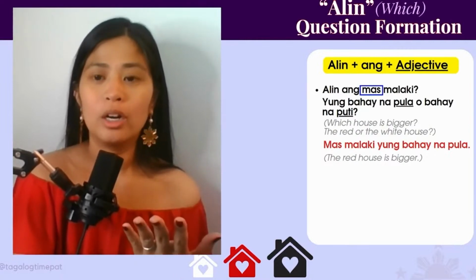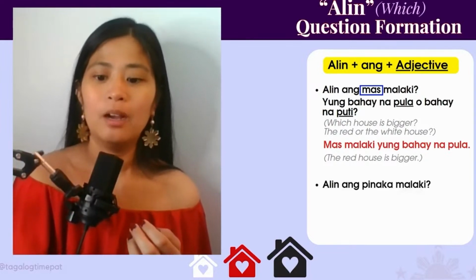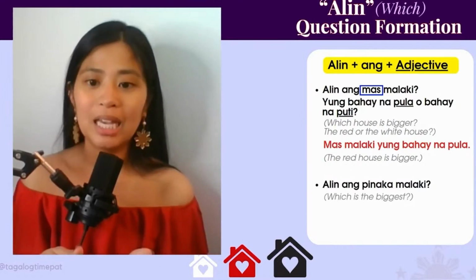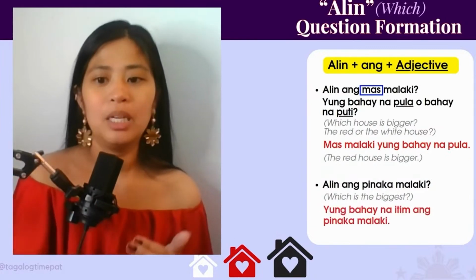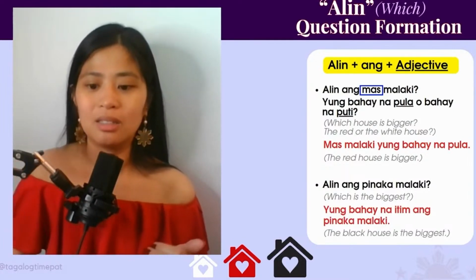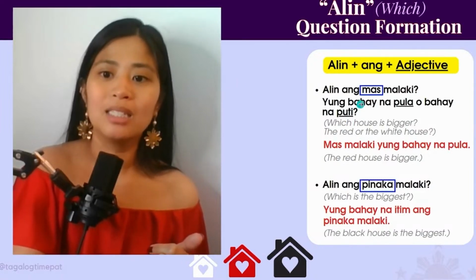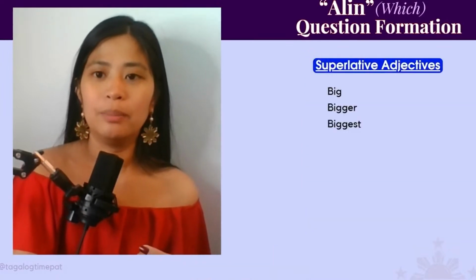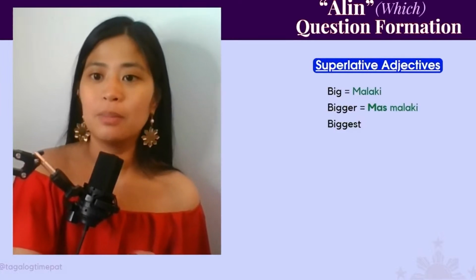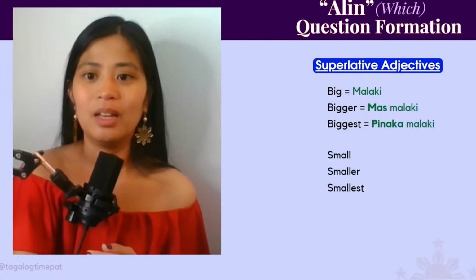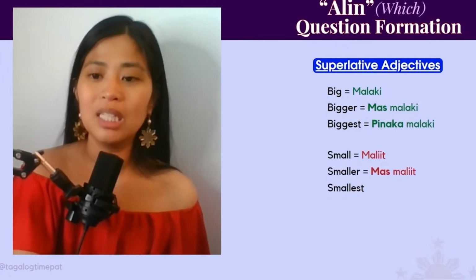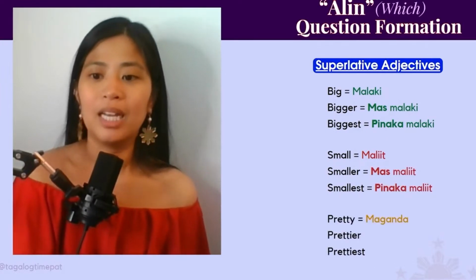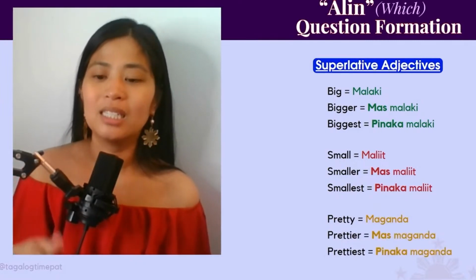Mas means more, it's like the part of an adjective. Here's another way to describe an adjective. Alin ang pinakamalaki? Which is the biggest? Yung bahay na itim ang pinakamalaki. The black house is the biggest. I just want to point out these two words, mas and pinaka. Those are called superlative adjectives. Big is malaki, bigger is mas malaki, biggest is pinakamalaki. Small is maliit, smaller is mas maliit, smallest is pinakamaliit. And one more example, pretty is maganda, prettier is mas maganda, prettiest is pinakamaganda.